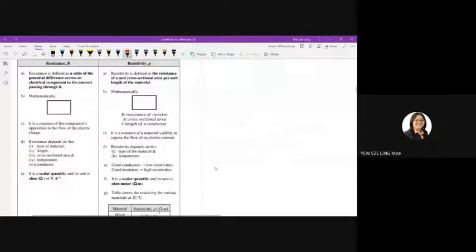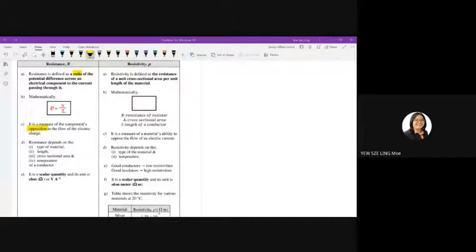Now let's see what are the things that will affect the values of resistance. Resistance is defined as a ratio, so it's a constant. It is the ratio of the potential difference across an electrical component to the current passing through it. Mathematically, R is equal to V over I, just a ratio. It is a measure of the component's opposition to the flow of electric current. So the larger the R, the greater the opposition, the more strongly it opposes the flow of current.